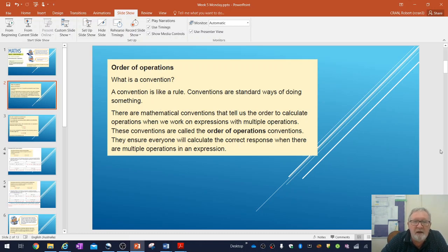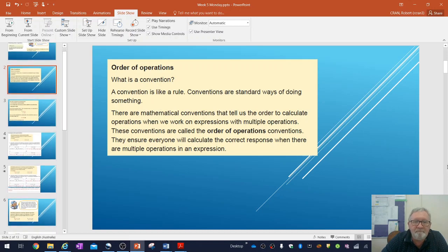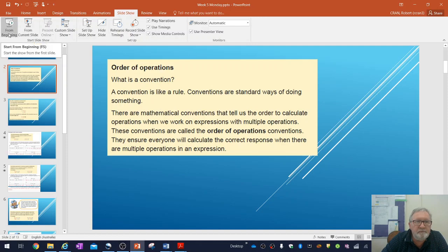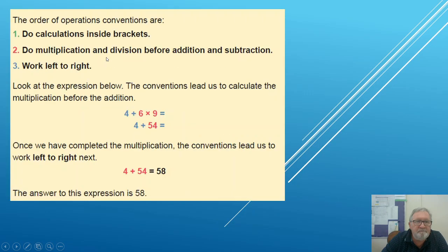So it's the standard way that tells us the order in which to calculate the operations when we work on expressions with multiple operations. And we call it the order of operations conventions. And if we apply these, then it ensures everybody gets the same answer. So let's explore what we're talking about there.